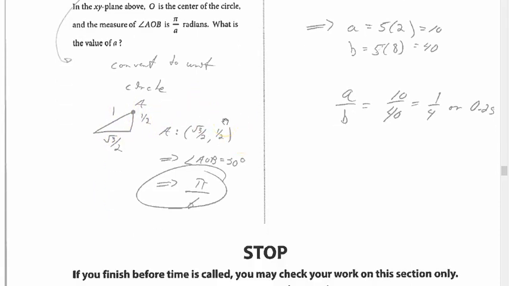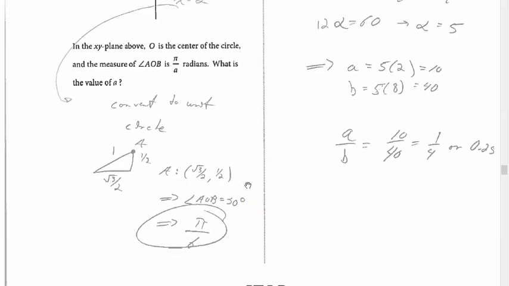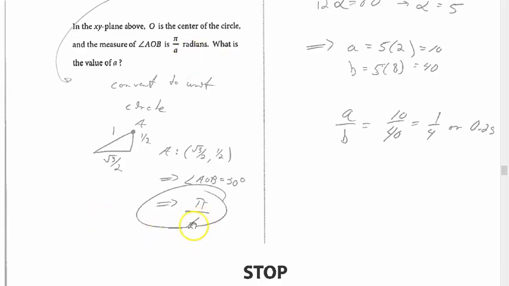From there, I know that that point of A being root 3 over 2, comma 1/2, corresponds to an angle of 30 degrees. Going from 30 degrees back to radians, I do 30 divided by 180, which is 1 over 6, times pi. So I finally get an answer of pi over 6. So if that's my measure in radians, what that would tell me is a is equal to 6.